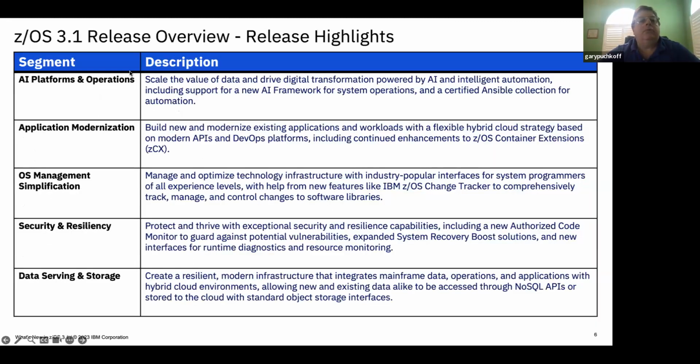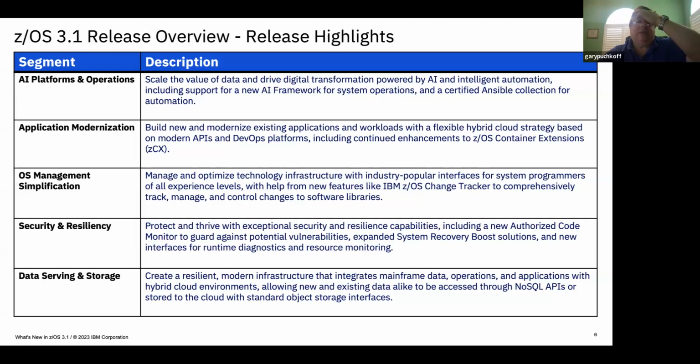So in the release, we had kind of 5 areas we focus on: AI platforms and operations. And we talked about this. So this is intelligent automation, new AI framework for operations that we'll go into a little more, and things like a certified Ansible collection for automation. We also have a big area of application modernization, building new and modernized applications using more modern languages, more modern APIs. And it includes continuing enhancements to container extensions, the ability to run Linux applications in an address space on z/OS. The third area is management simplification, and this is all around exposing more popular interfaces for management.